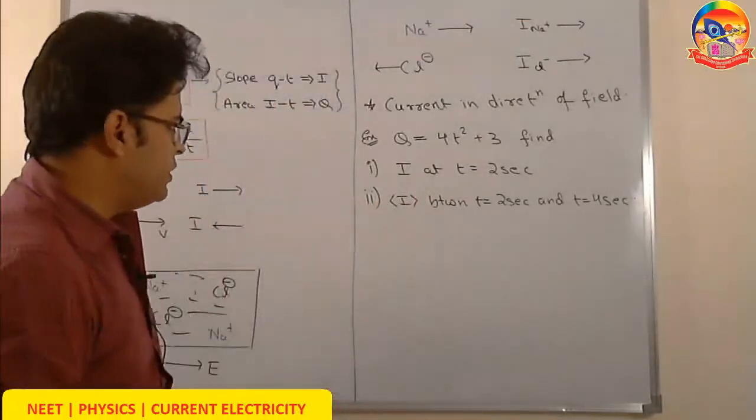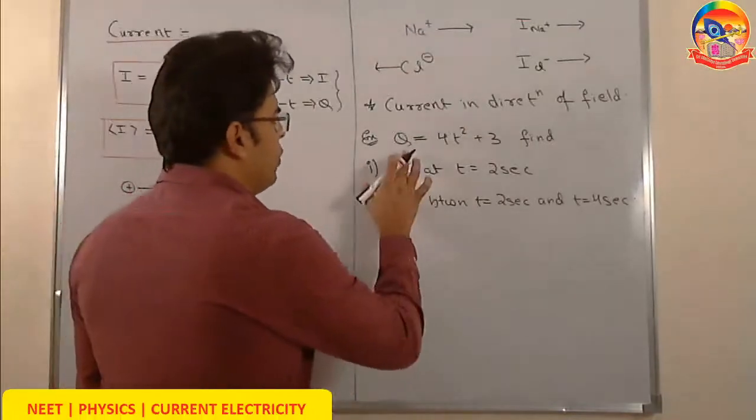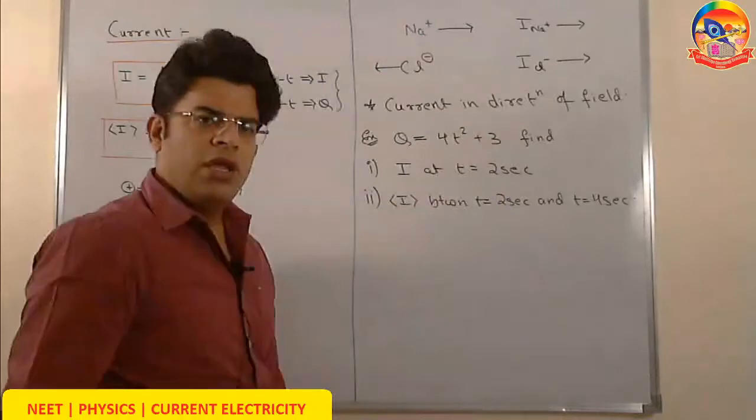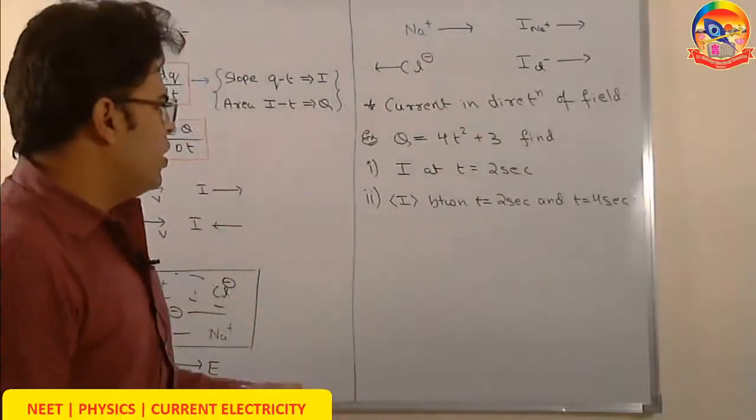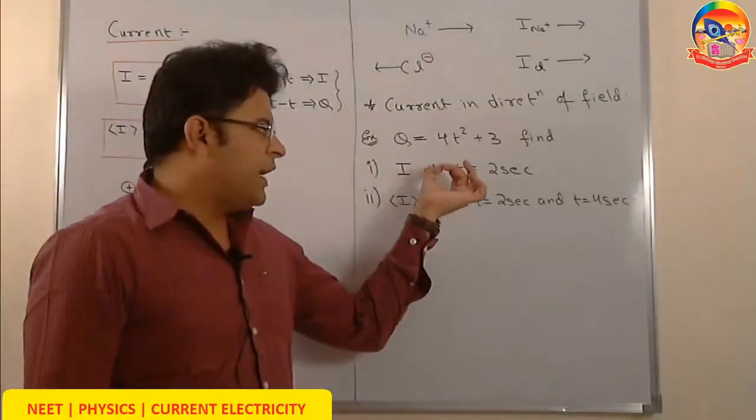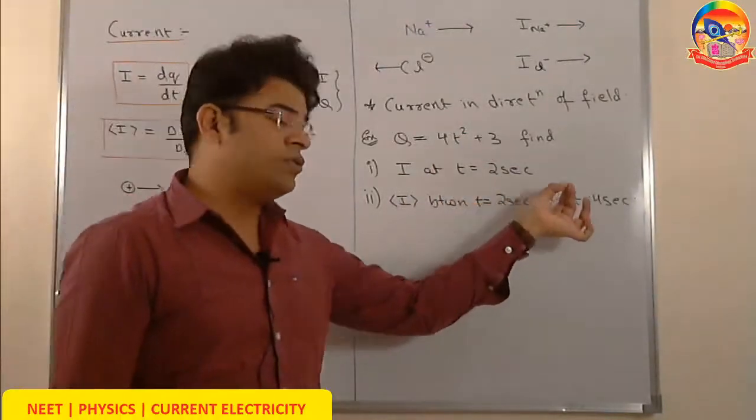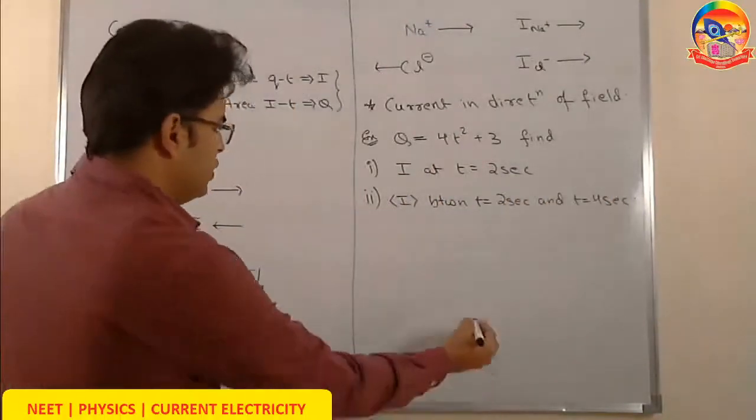So let's take up an example. The charge flowing through a given cross-sectional area at any time t is given by 4t square plus 3. We have to find two things. First, the instantaneous current at time equals 2 seconds and the average current between time equals 2 seconds and time equals 4 seconds. So let's start solving.